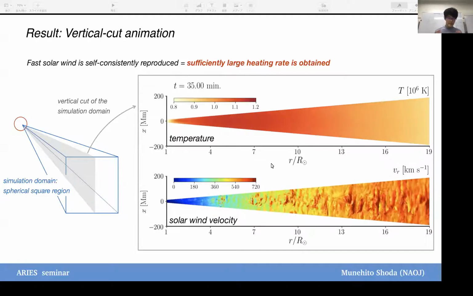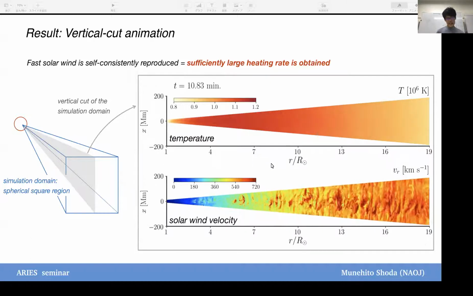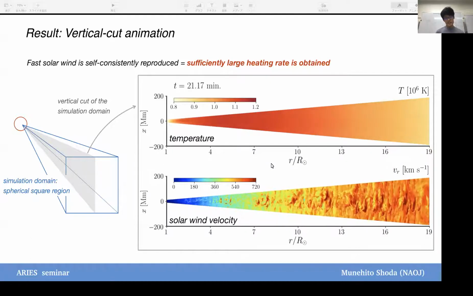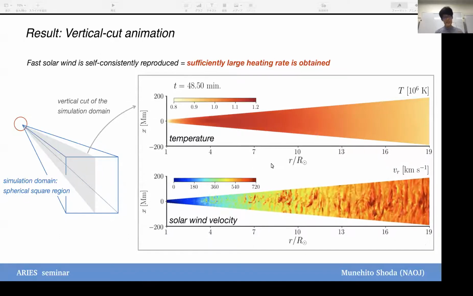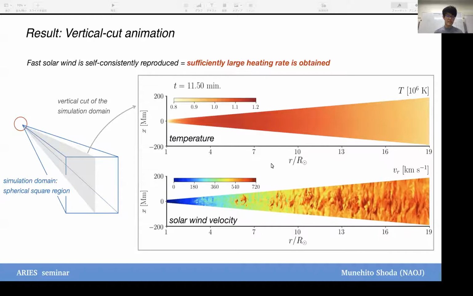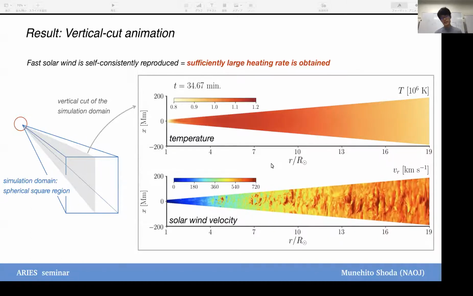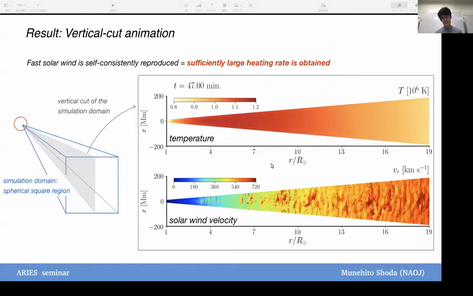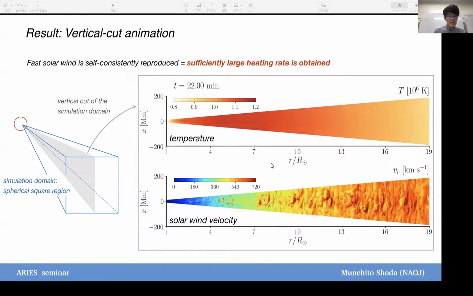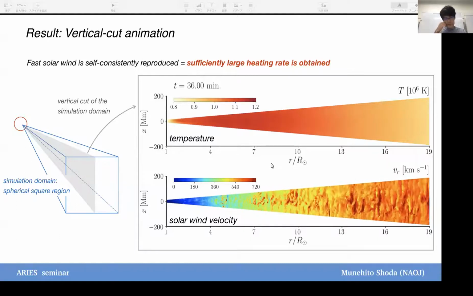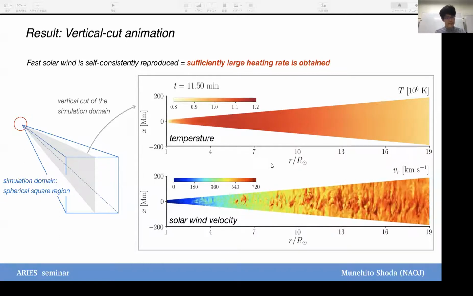But please remind that the previous models did not reproduce the heating rate. But in our compressional MHD simulation, we have reproduced the realistic fast solar wind, and it means that we had a sufficiently large heating rate. So I will discuss the difference from the previous works.